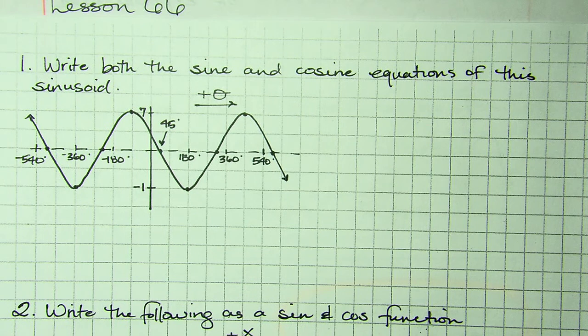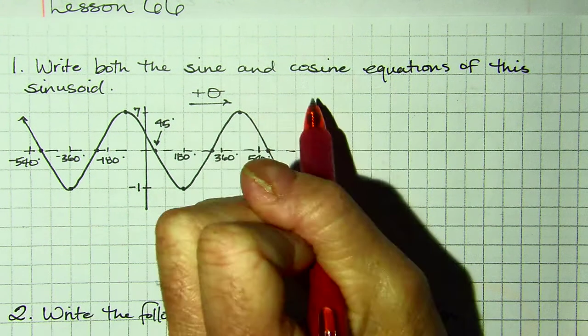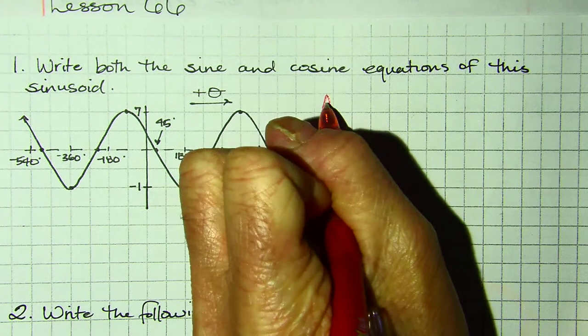Sorry, let me fix my computer screen. So we're going to write both the sine and cosine equations of this sinusoid. Notice it's in degrees, so we are going to use theta. So let's start by determining our letters. So let's start with A.